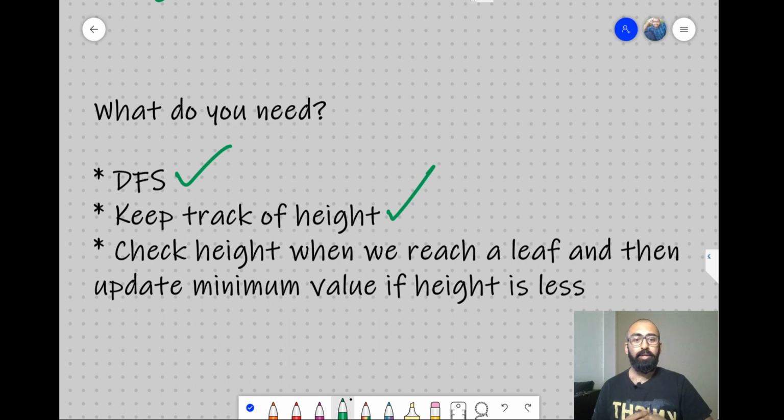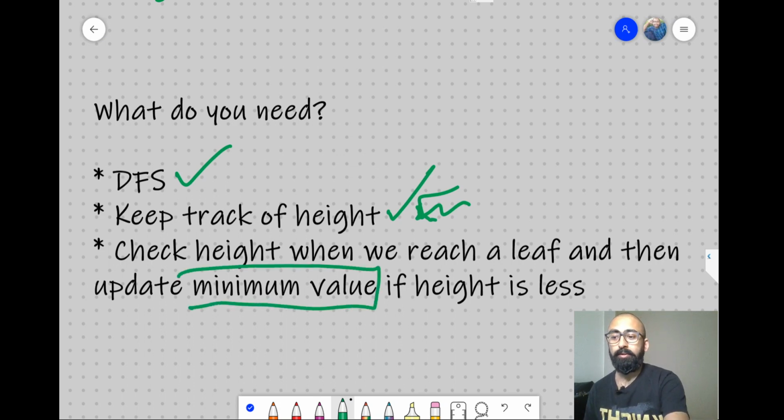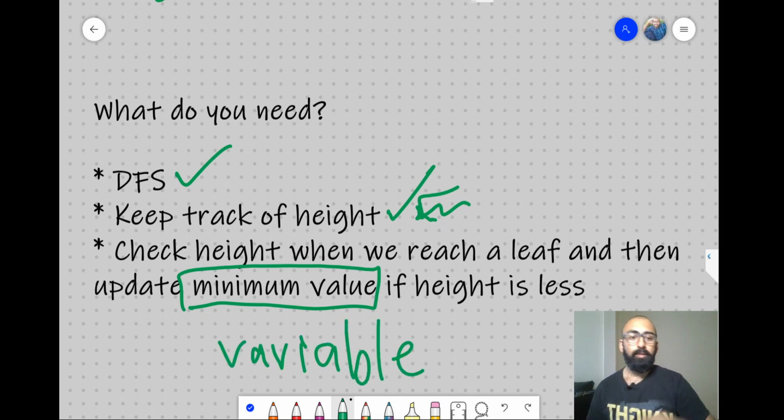When you reach there, you have to check my current height that I've been keeping track of earlier, and I'm going to have another variable here, which is going to be tracking the current value of the minimum, right? So once you reach a leaf, you check: I've reached this leaf, what is my height right now? And is my height less than the minimum height right now? So what do you do at that point? You would update the minimum height.